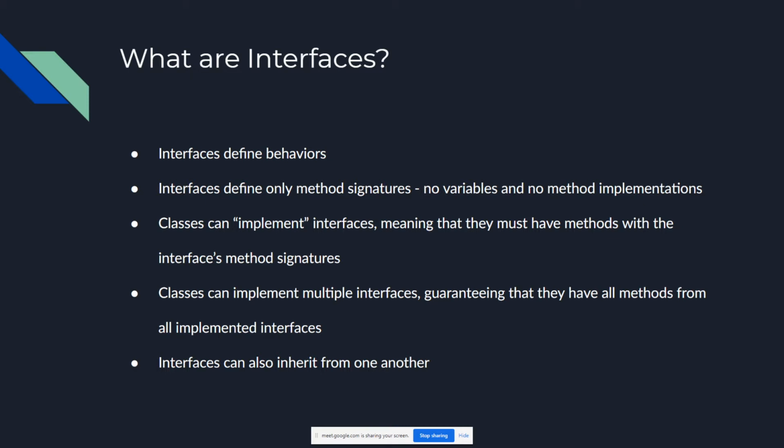And lastly, interfaces can inherit from each other. So you can have a multiply interface inherit from your add interface, and then that multiply interface also has to have the add method. And we'll cover all this. It may be a little bit confusing now, but we'll cover examples in a minute.